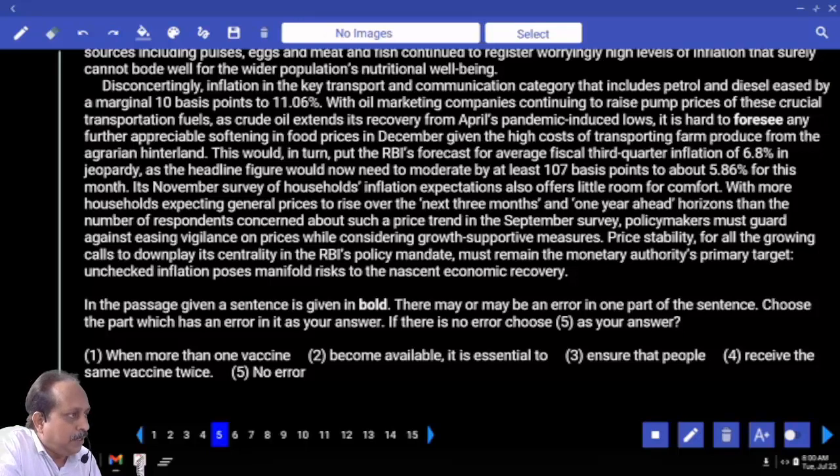You have to find out the error. When more than one vaccine, underline more than one vaccine, one unit. When we use this expression, we consider one. That means the sentence isn't present. We should add S or ES to the verb. What is the verb here? Become. Become, present tense, subject is third person singular. You say become or becomes. Add the letter S. When more than one vaccine becomes available, not become available. How many of you have got this right? Becomes available. Wonderful. That is highly appreciated.